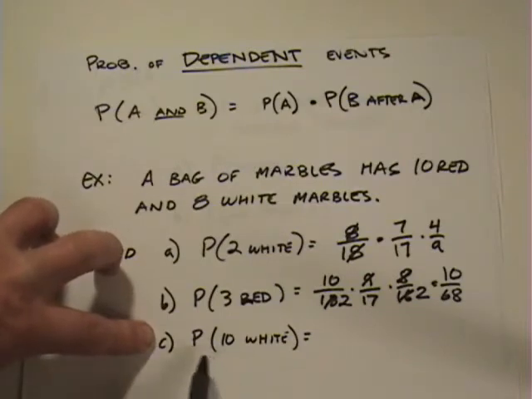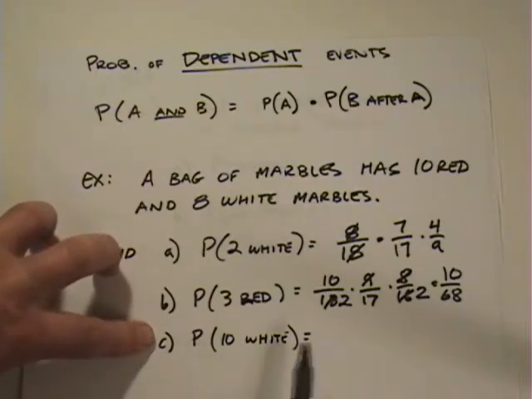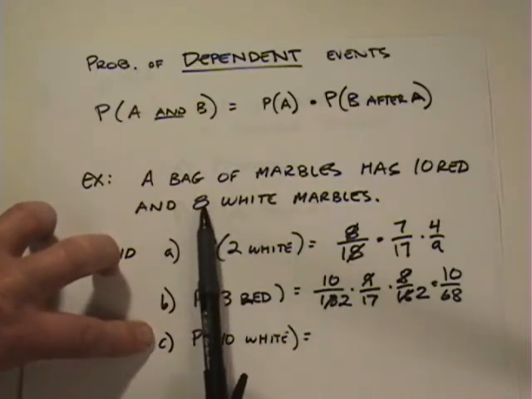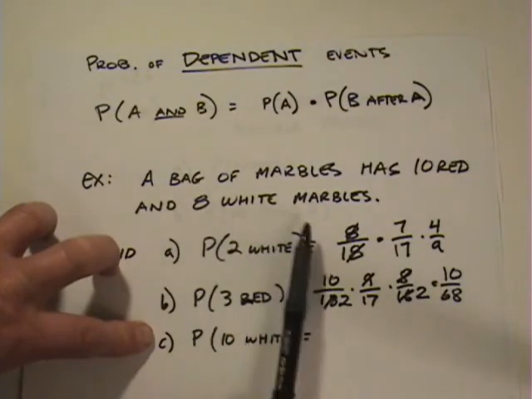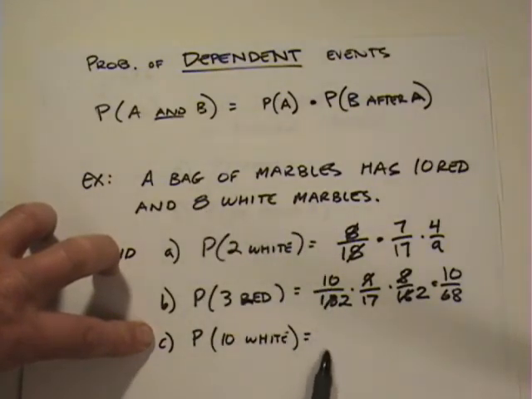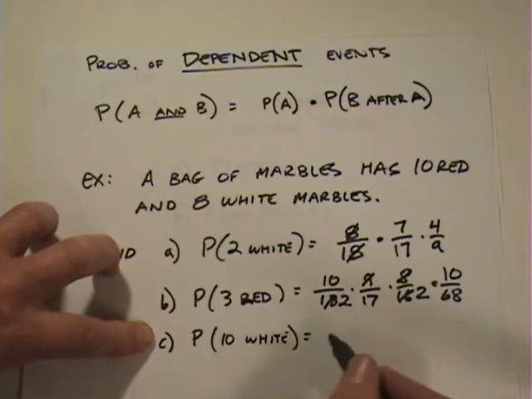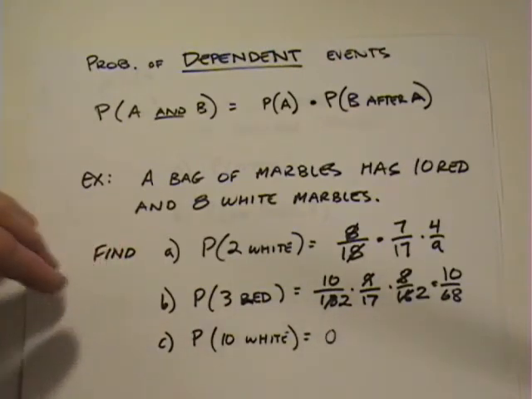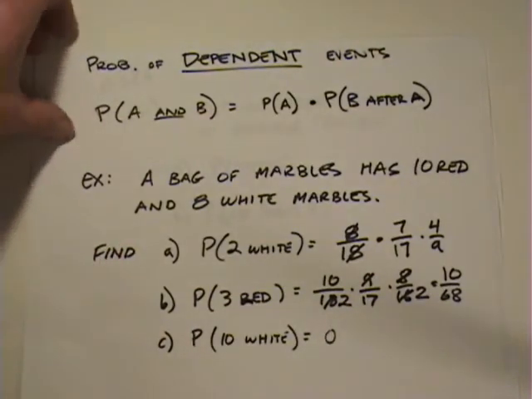Alright, our final one, what is the probability of 10 white? Well, if you look at that, you'd go 8, 7, 6, 5, 4, 3, 2, 1, and then you'd be choosing 0 out of something, and when that multiplied, it would give you 0. So don't fall for any tricks like that, okay?